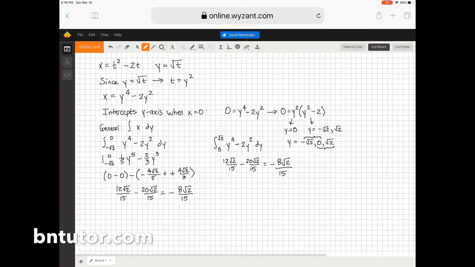Area has to be expressed as a positive quantity, so we take the absolute value of each of these two pieces that we've calculated separately, leading us to a final enclosed area between the curve and the y-axis of 16 root 2 over 15.